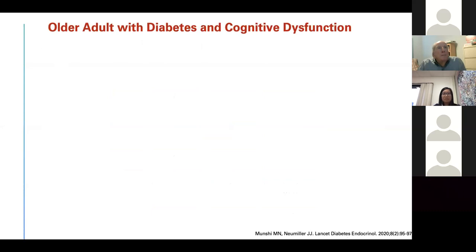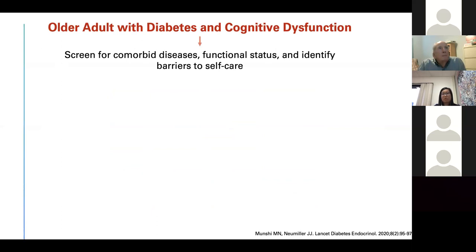So how do we approach these patients with diabetes and cognitive dysfunction? And my colleague, Medha Munshi, created this algorithm and these steps that you can use to approach a patient that you may encounter with these two conditions. So the first thing is to screen for comorbid diseases and identify any coexisting geriatric syndromes. It's also important to know the patient's functional status and identify barriers to self-care.